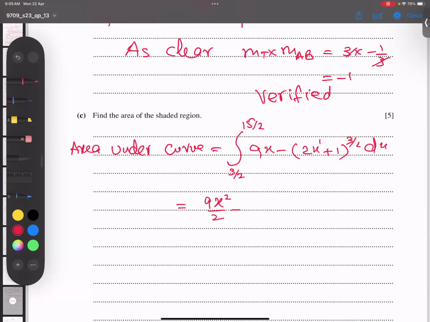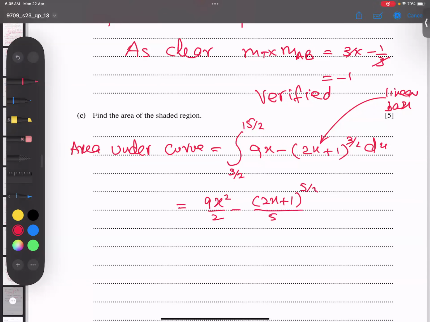This is called linear base. Whenever a linear base comes, students, we will do direct integration. And what is the method of doing it? Increase the power by 1. I get 5 by 2.